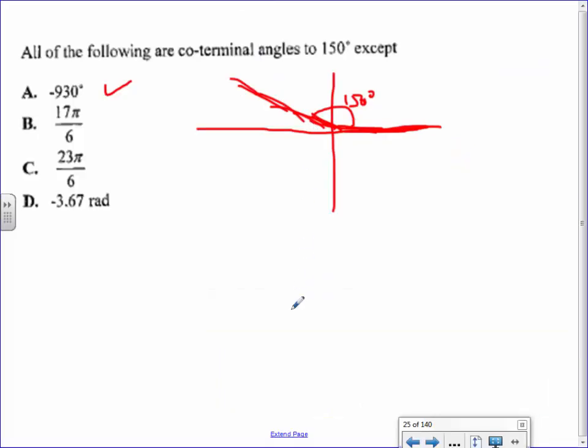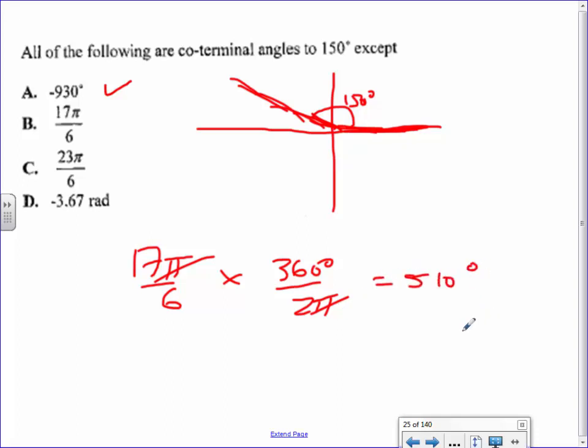Well, another way I could write an angle would be to convert it into radians. So why don't I take 17 pi over 6, and let's convert it into degrees. So I'll times by 360 degrees, divide by 2 pi, cancel pi, and let's see what it gives me as a degrees number. 17 times 360, divide by 6, divide by 2. I got 510 degrees.